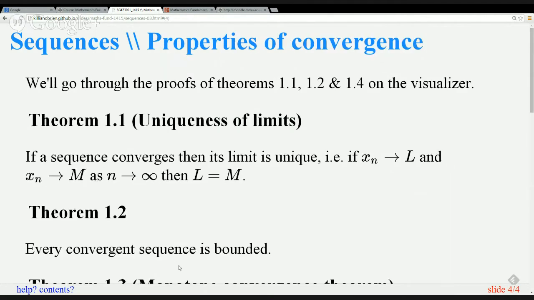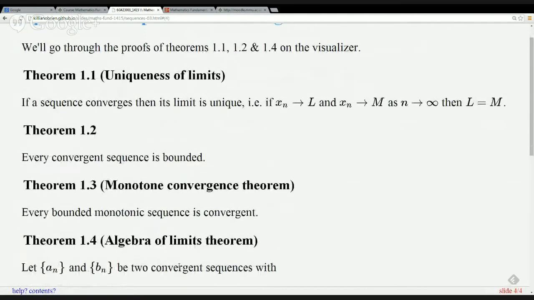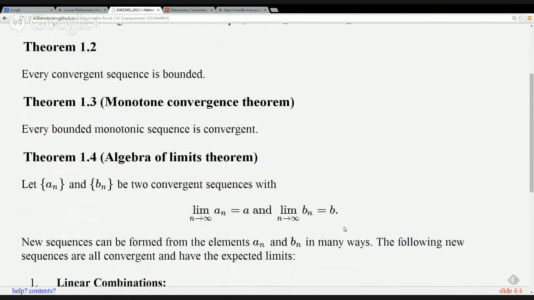And then we have this collection of 4 theorems. We proved the first two, 1.1 and 1.2, uniqueness of limits and the fact that every convergent sequence is bounded. We proved that last time. Today, we're going to prove the algebra of limits theorem.